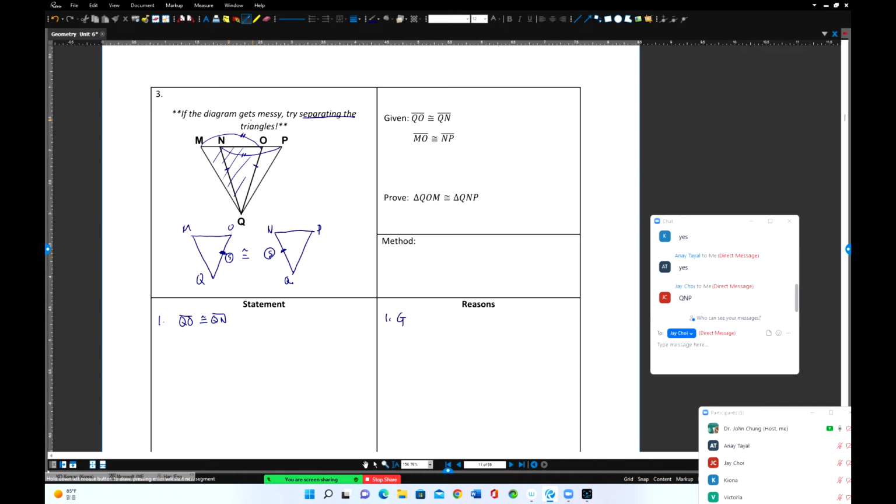When you have a diagram that is complicated or gets messy, you can separate it. That's the easier way to look at it. The next one is about MO. This side, NP, it already says they are equal. These two sides are also congruent. We don't need to write a line over here. So we already have MO congruent NP. We got two sides already. This is side, and this is also side. Side and side, that's done.